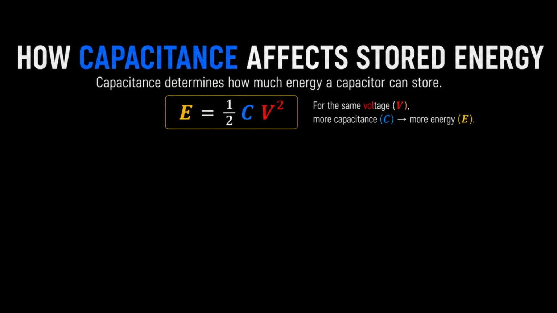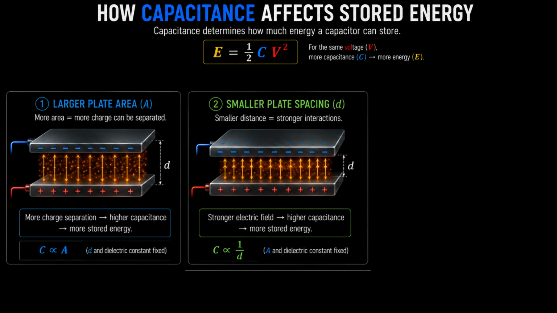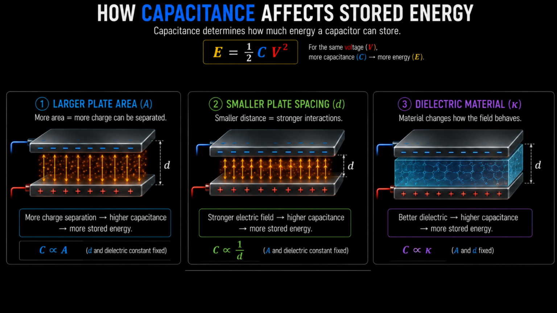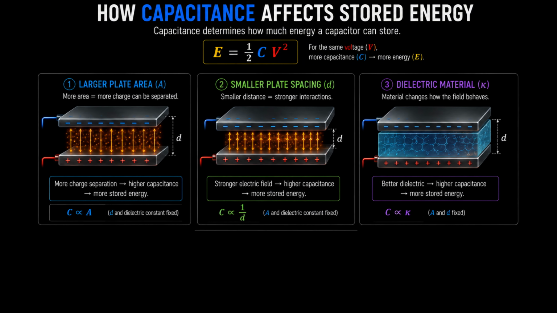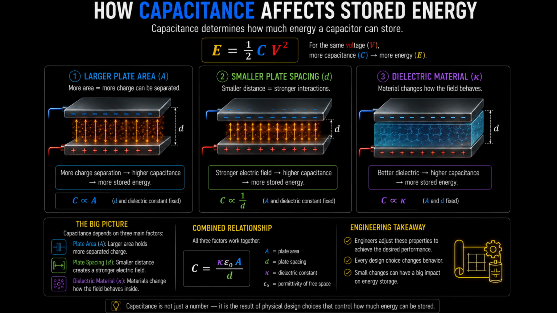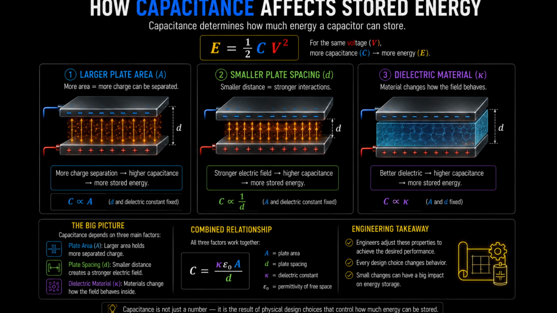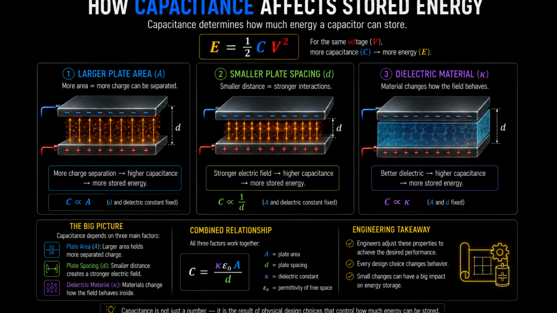Capacitance also affects how much energy can be stored. Larger plates can hold more separated charge. Smaller distances between plates can increase interactions between charges. The dielectric material also changes how the electric field behaves inside the capacitor and influences overall performance. Engineers carefully adjust these properties when designing different capacitors. Every design choice changes behavior.